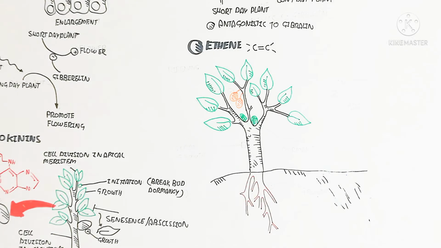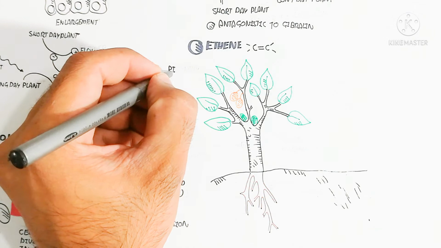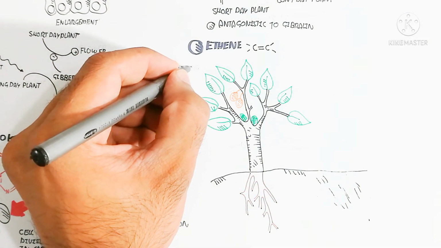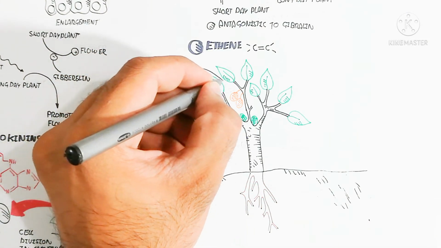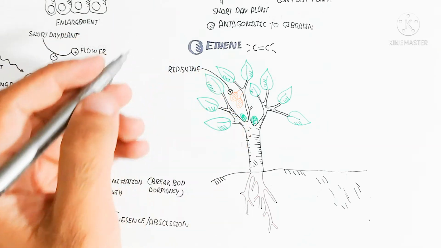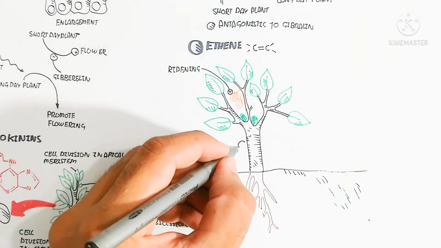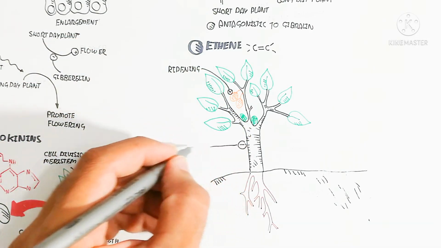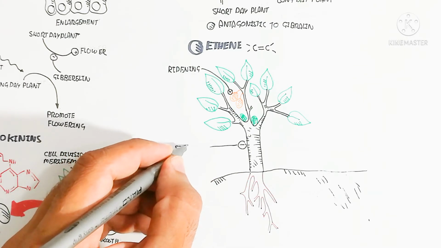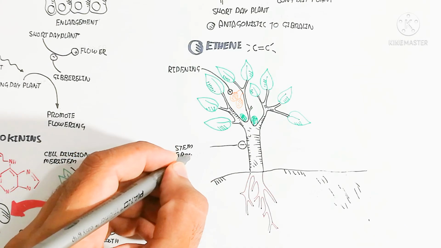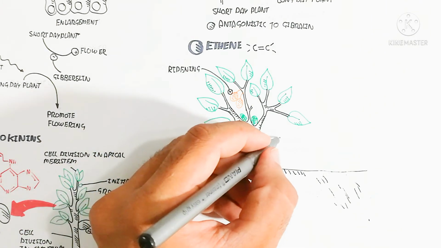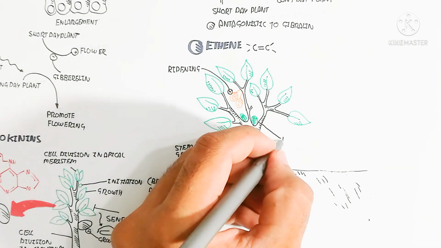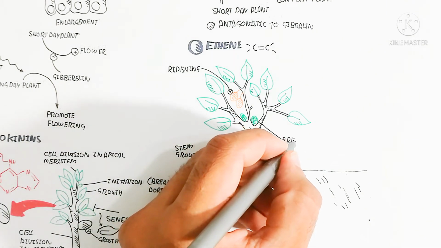So next, the last one, is ethene. That is ethylene, or we can say ethene. This is basically used for the ripening of the fruit, breaking dormancy and stem growth. It means the stem will be wider and the growth of the root will be inhibited. Sorry, the stem growth is basically inhibited and the root growth is also inhibited, and breaking dormancy of the bud and bud initiation is due to ethene.